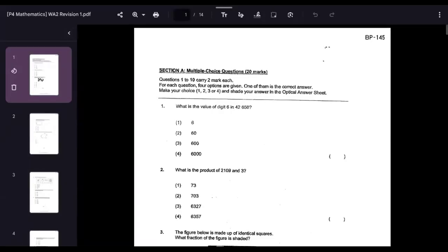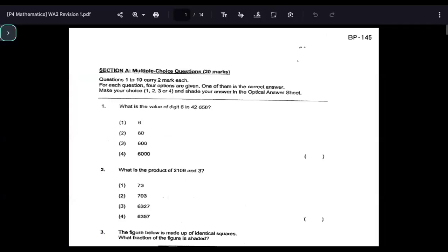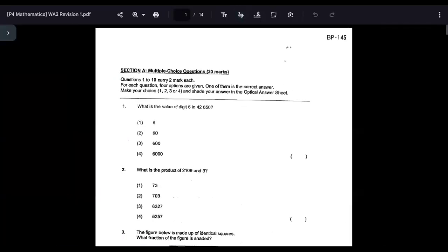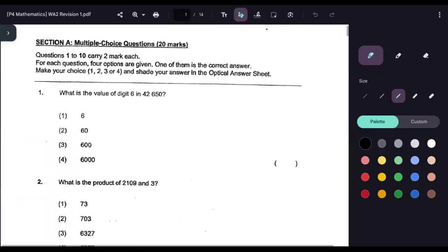Sorry, you're seeing a white screen. Just in case you all don't know, this is for P4 maths. If you are not P4, this will not apply to you. This will be the screen you'll be looking at from now onwards. Let me make it a bit bigger.